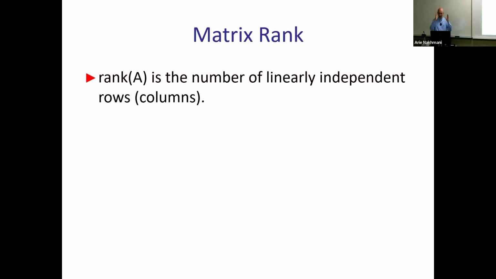For example, if you have a non-square matrix, the rank is decided by the smallest dimension. So if you have, for example, 2 rows and 50 columns, the rank cannot be more than 2, because you have only 2 rows in that matrix.